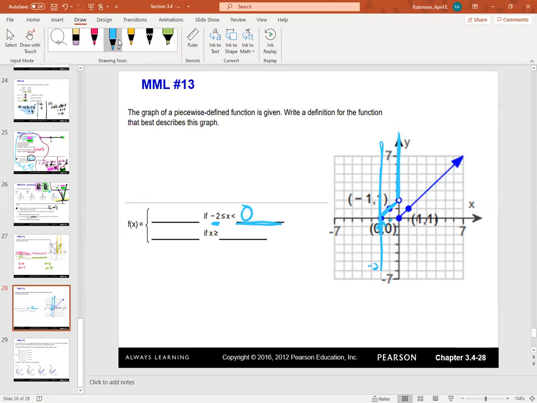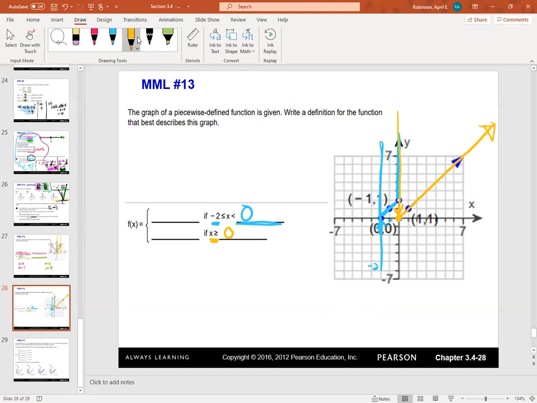And then the other one just says x is greater than or equal to, because it starts right here, right? And keeps going and going. It never finishes. So it's starting right here at zero and then keeps going to infinity. So x is greater than or equal to zero. So that fills in those parts.